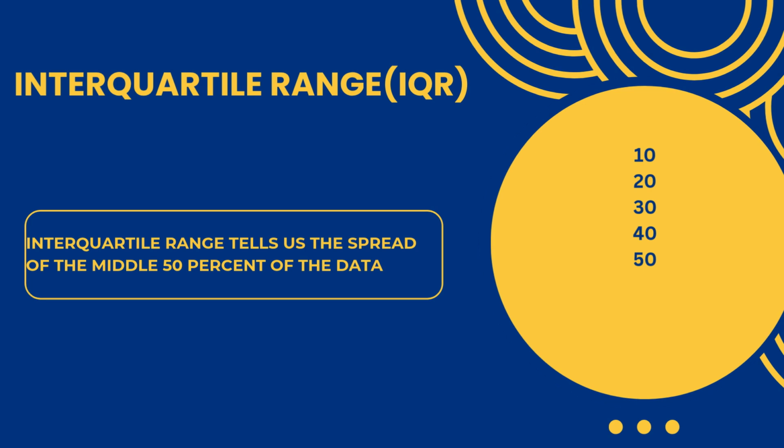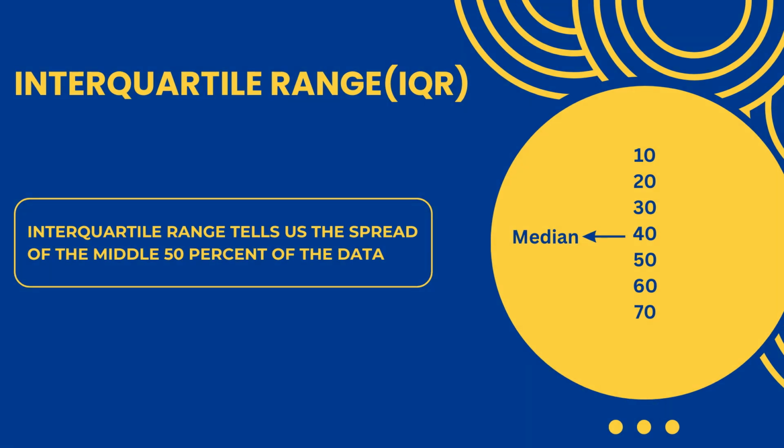Consider this dataset: 10, 20, 30, 40, 50, 60 and 70. First we find the median. Here the median is 40. Now we divide the data into two halves. The lower half is 10, 20 and 30 and the upper half is 50, 60 and 70.